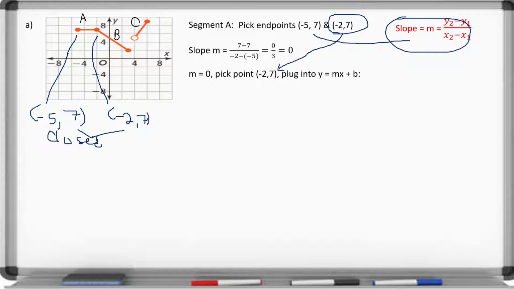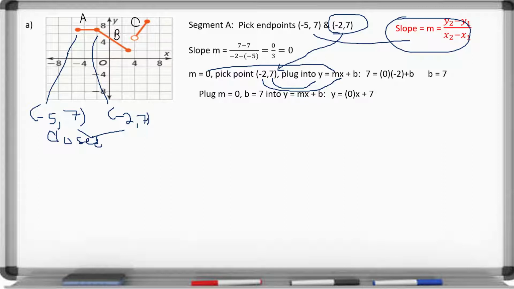We're going to plug it into y equals mx plus b. So 7 is y, negative 2 is x, and m is going to be 0. We plug that in, we get 7 equals 0 times negative 2 plus b, which means that b has to be 7. So now we plug the slope of 0 and b equals 7 into y equals mx plus b. We get y equals, m is 0, x is just x, and b is 7. So our equation is y equals 7.